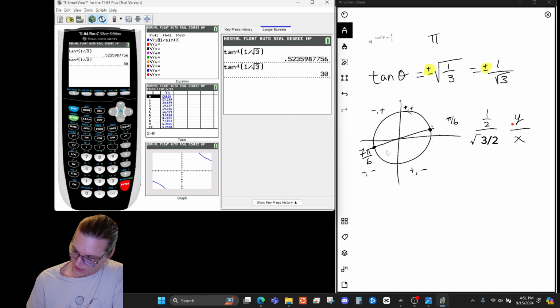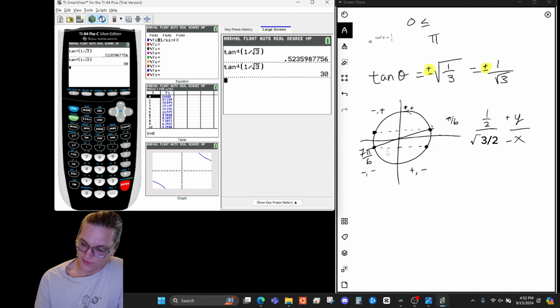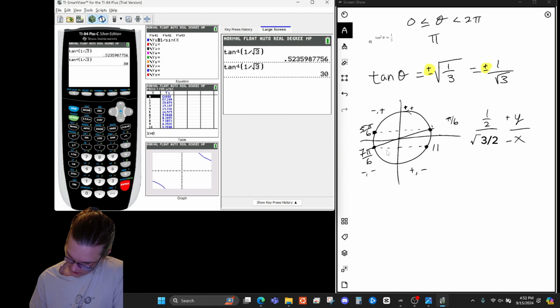So where else is y equal to 1/2? It's over here, where y equals 1/2, where x equals √3/2. And where else does y equal 1/2 with x of opposite sign? Well, that's going to be right here. So if this question were to say from 0 to 2 pi, these would be our four solutions: pi/6, 5 pi/6, 7 pi/6, and 11 pi/6.